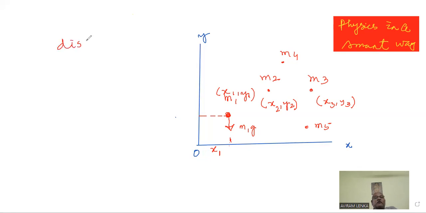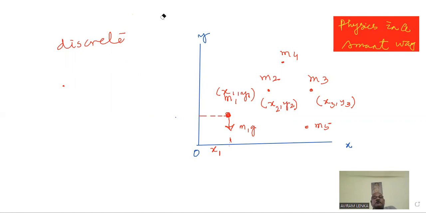Discrete. There is a mass M1, then nothing else is there. There is another mass M2 here, and nothing else is there. There is a mass M3. So, discrete. But if the mass is continuously distributed, then we have a different approach to the issue, and we have not discussed that.